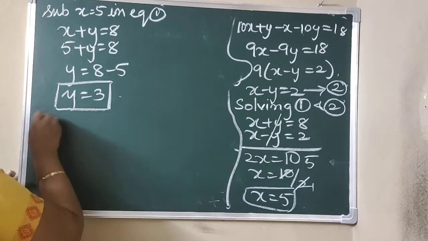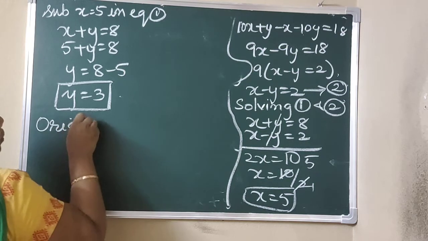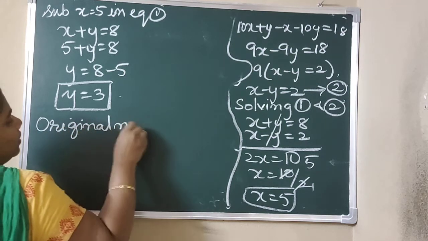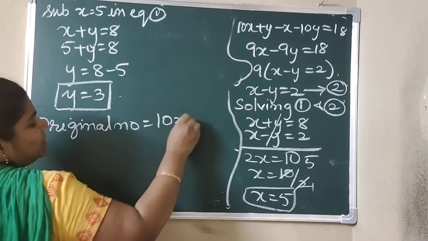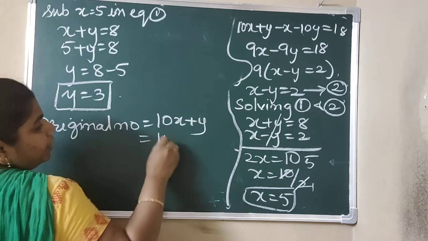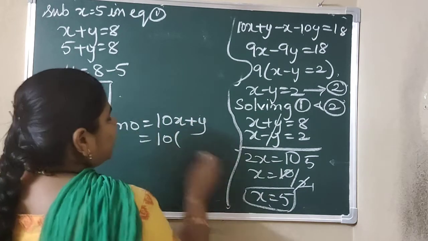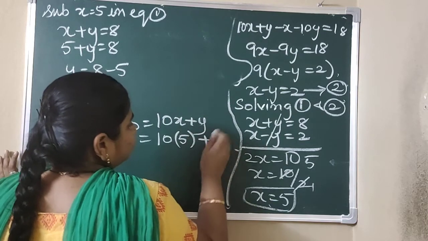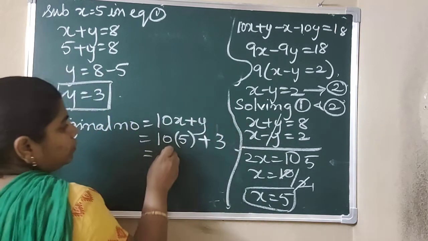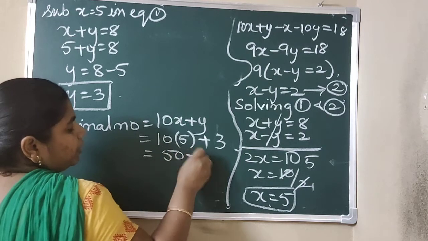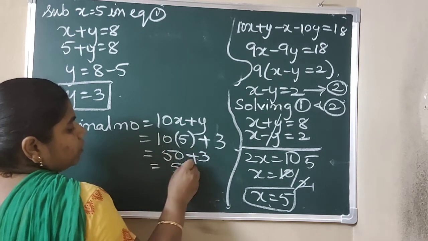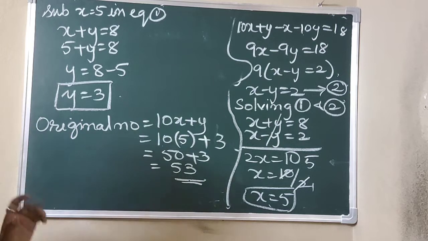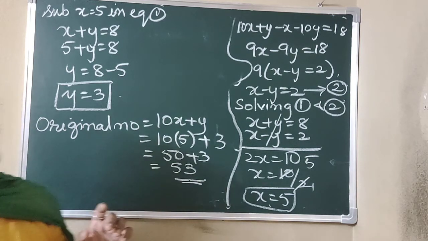So now we have to find the original number. What is the original number? That is 10x plus y. So 10 into, what is the x value? The x value is 5, plus the y value is 3. So 10 into 5 will be 50 plus 3, that will be equal to 53. So the original number is 53.